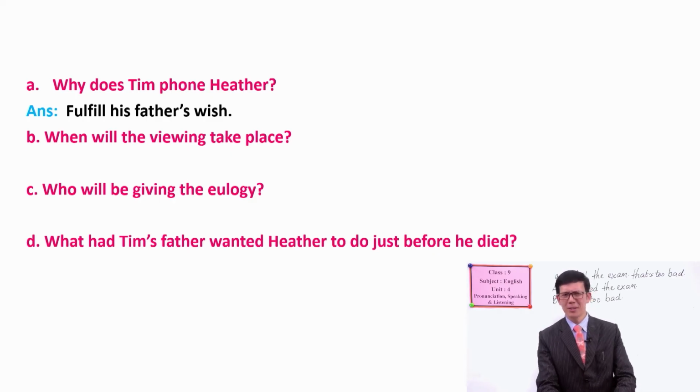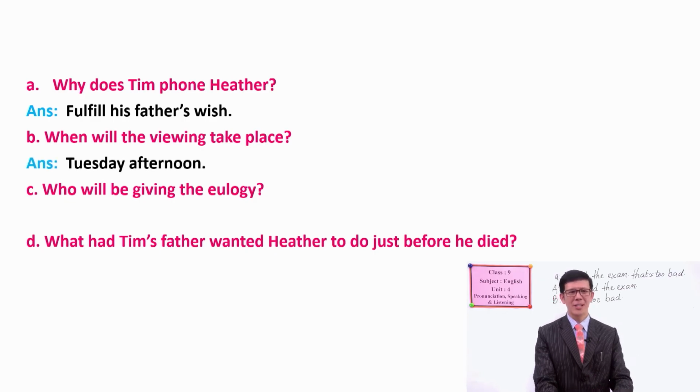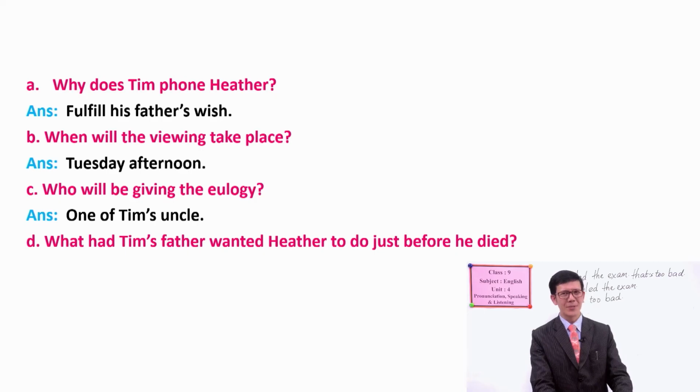Now, look at number B. When will the viewing take place? So, what is the answer? Good. It's Tuesday afternoon. Right. Only 2 words. Tuesday afternoon. Now, let's see number C. Who will be giving the eulogy? Right. So, you may have got the answer. The right answer is one of Tim's uncles. That's a good answer.